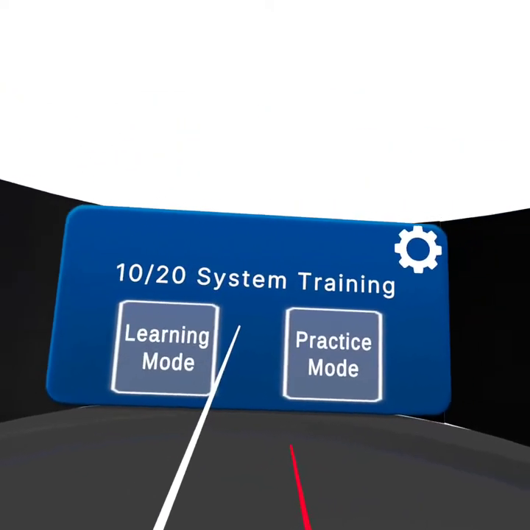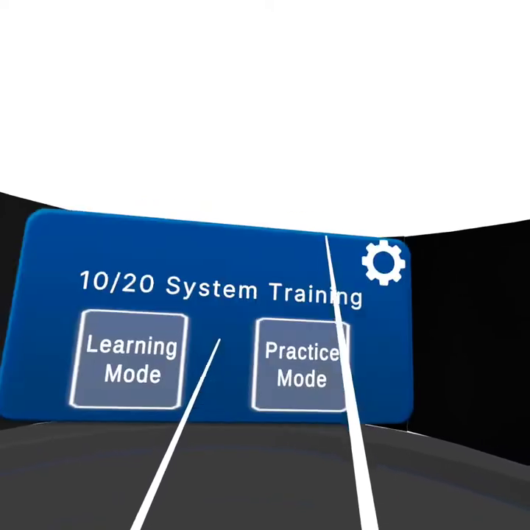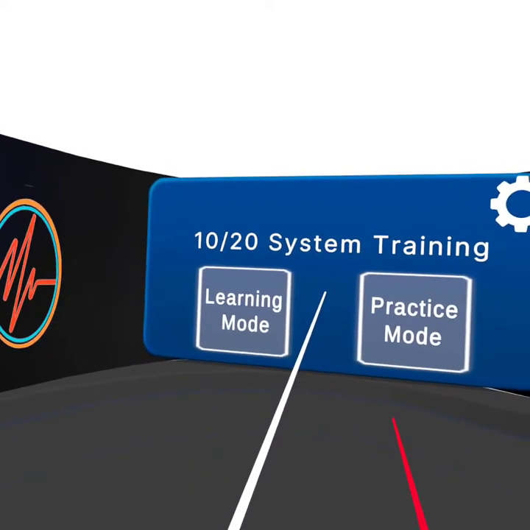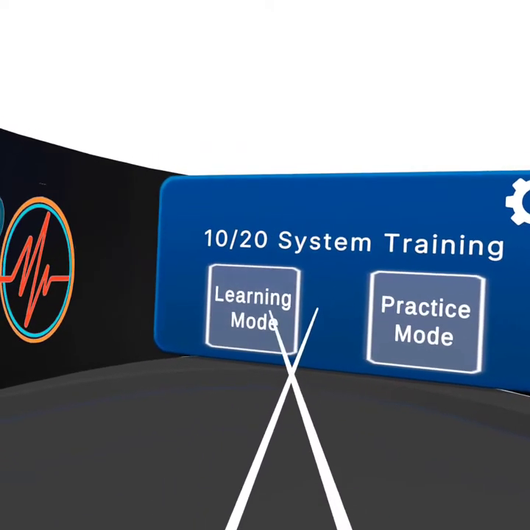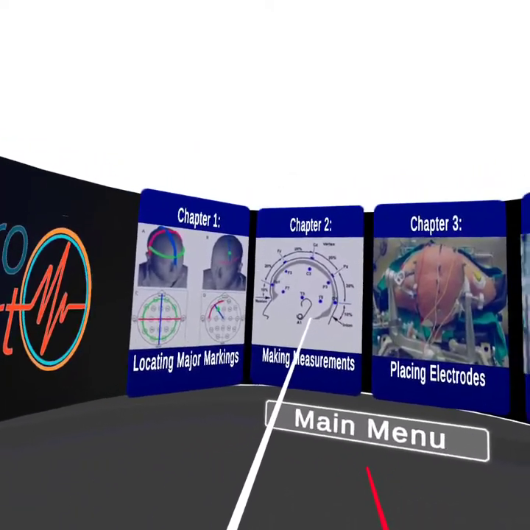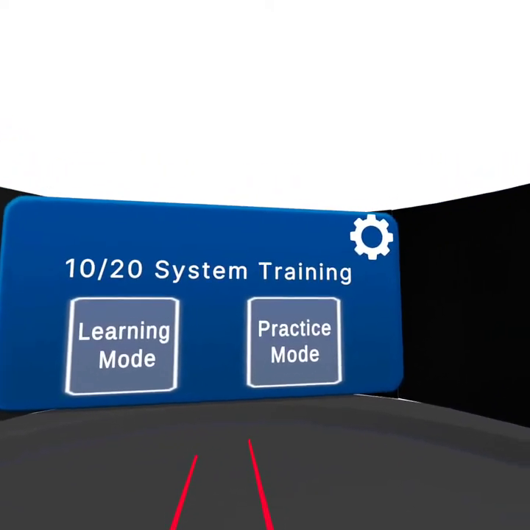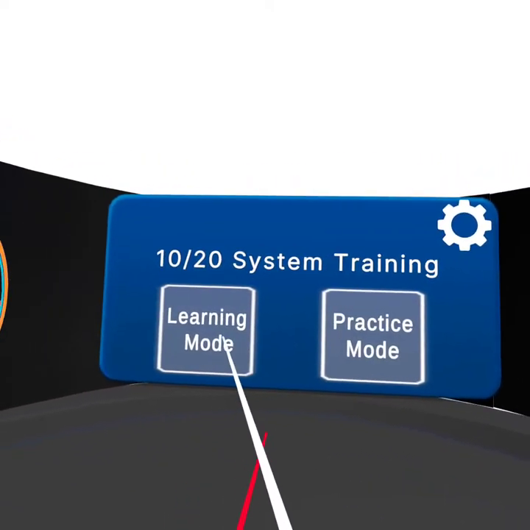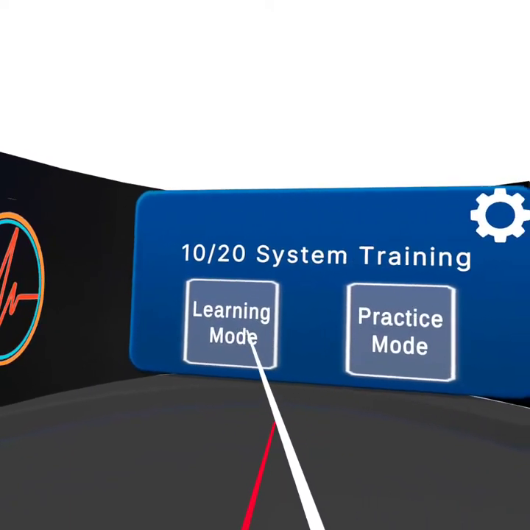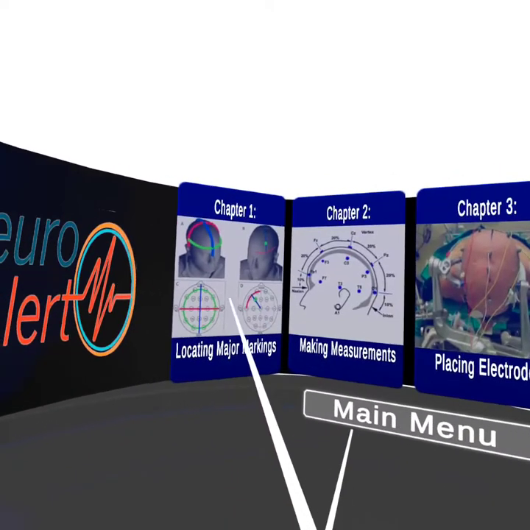After getting through the tutorial mode, the user has the option to replay it in the settings menu. The settings menu namely lets the user choose between learning mode and practice mode. Learning mode offers them 4 chapters on learning the 1020 system of electrode measurement and placement. Practice mode allows the user to apply what they learned in learning mode using a simulation. Let's go through learning mode real quick.